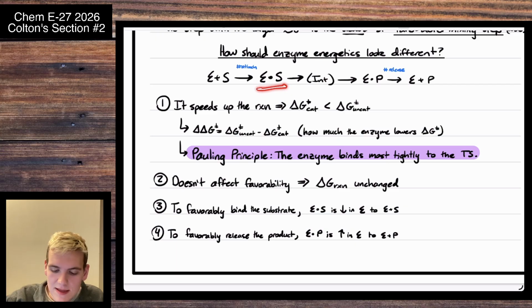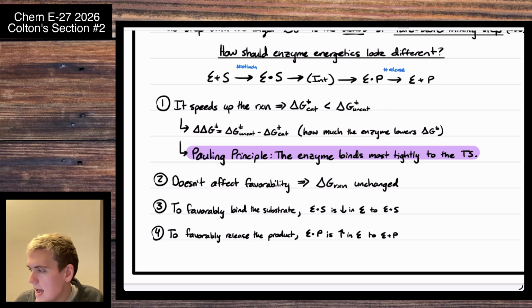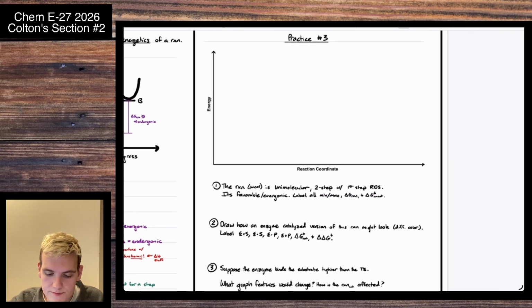to the substrate, the enzyme substrate complex needs to be a little bit lower in energy than the enzyme plus substrate. So that versus this, a little bit lower in energy, because we want it to actually bind. If not, we're not going to really bind effectively. On the flip side, let's say our enzyme plus product is down here. If we want to release the enzyme plus product, we need the enzyme product complex to be a little higher in energy over here, so that it's going to want to get to that low energy state and release the product at the end. So with this in mind, let's look at the final practice here.